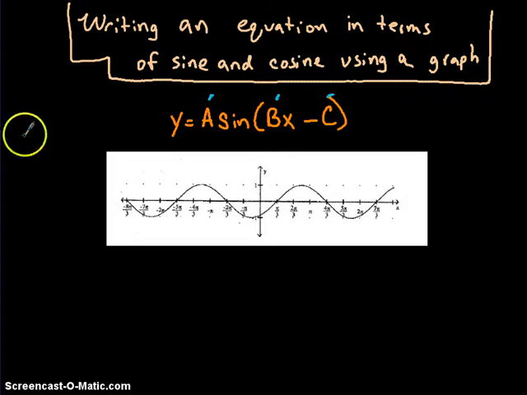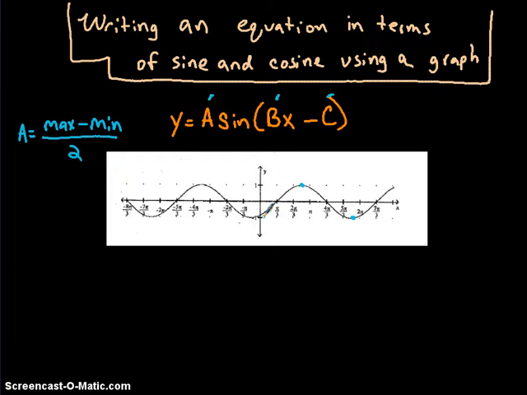To find A, you can look at the graph to find A. But ultimately, A is always going to equal the max subtract the min divided by 2. So if I look at this graph, my max is here. So that's at the number 1. And then my minimum is here. And that's at the number -1.